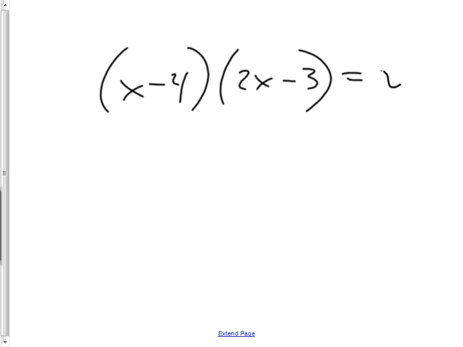I want you to solve one like that, please. X minus 4 and 2x minus 3. Find me your two answers and make sure, just careful about it. You don't just slap down two numbers. Turn it my way and I'll tell you if you did it exactly right.